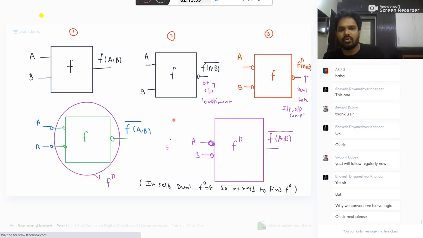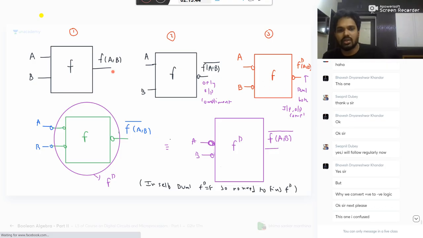So this is a simple one. If you take output, it is complement. If you take both input output, it is dual. You see here simply, it is a function. You take only output bar complement. Suppose you assume it as an AND gate. This will be NAND gate. What about this one? It is the dual.